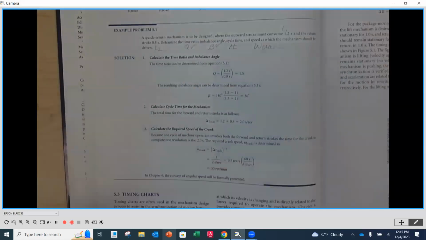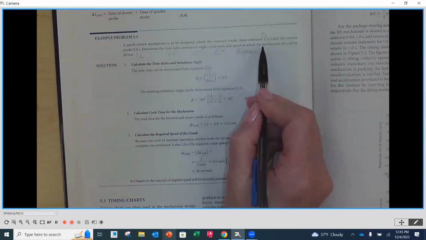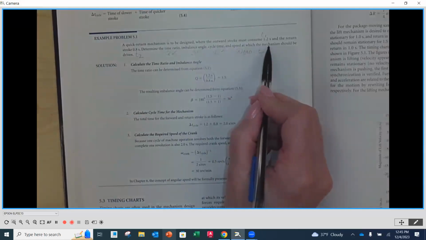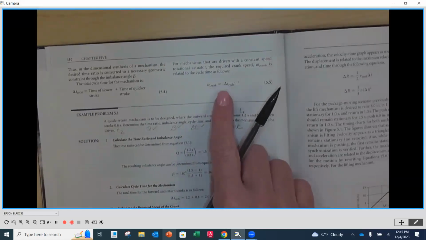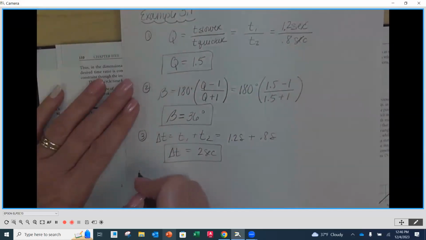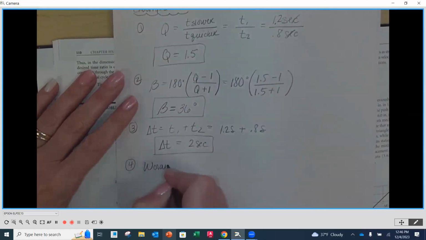All right, so we've got that done. The last thing we need to do is determine the speed of the mechanism that's doing the driving. So that's going to be the angular velocity of our crank, our W of our crank. And that's right here. It's equation 5.5.